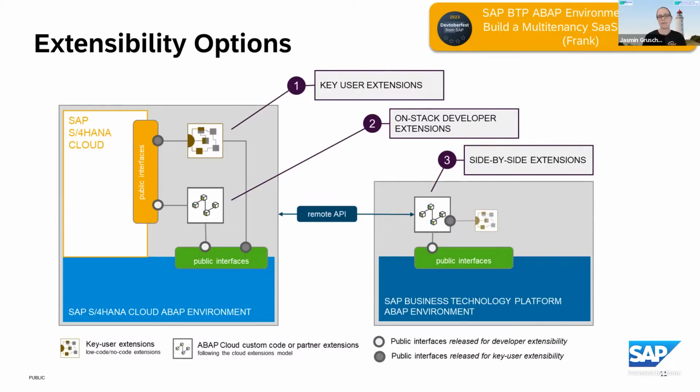On the left-hand side, directly on stack in the system, key user extensibility and on-stack developer extensions. And on the right-hand side, that would be, for example, a steampunk system, a BTP ABAP environment system. Then, of course, remote API consumption or using the public interfaces. So again, business partner from the ABAP stack beneath the system, the side-by-side extensions.